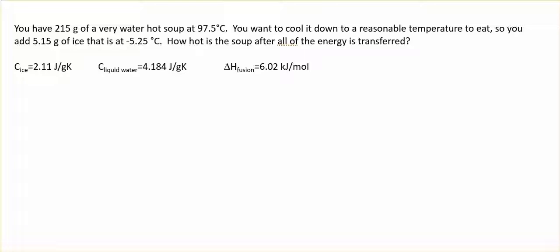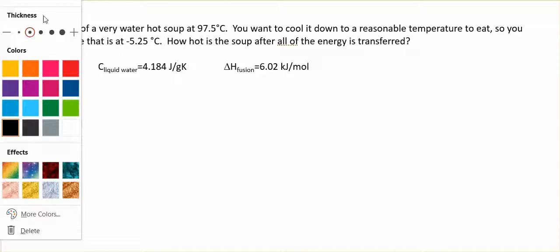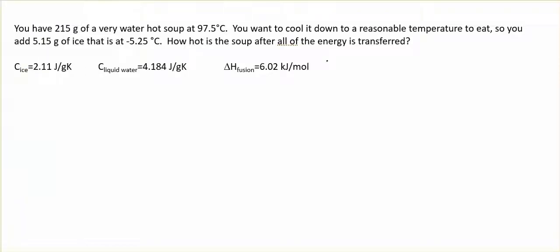So this one is very tricky, so hopefully I'll be able to work you through the math so you can see what's happening. So you have 215 grams of very hot watery soup at 97.5 degrees Celsius. You want to cool it down to a reasonable temperature to eat. So you add 5.15 grams of ice that is at negative 5.25 degrees Celsius. And the question is, how hot is the soup after all of the energy is transferred? And then I give you some constants here. Let's really think about what's happening in this problem here.